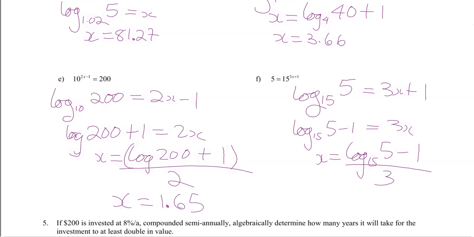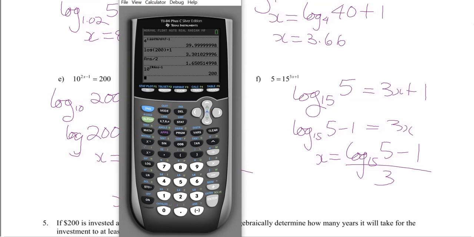So f, exponential form, 5 is equal to 15 to the power of whatever. Right? So if we want to solve for an unknown exponent, we do that by changing it to log form. So the log base, whatever the exponent is on, that's your base. Log base 15 of 5, the value is equal to 3x plus 1. Solving this, we're going to subtract 1 and then divide by 3. On here, I can put a bracket for the top. So I'll put the top in brackets, right?